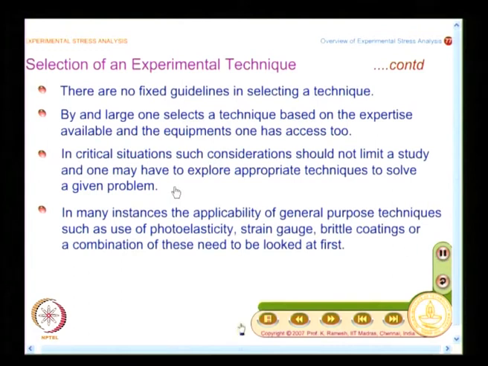And what you have to look at is, as I have already mentioned, in critical situations, you should not limit a study based on what we have or what expertise we have. One has to explore appropriate techniques to solve a given problem. So, that is always the case. And in many instances, the applicability of general purpose techniques such as photoelasticity, strain gauges, brittle coatings, or a combination of these need to be looked at first.